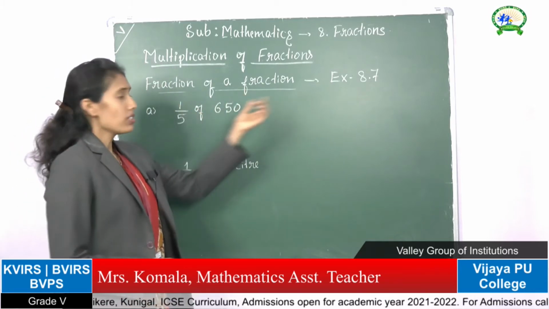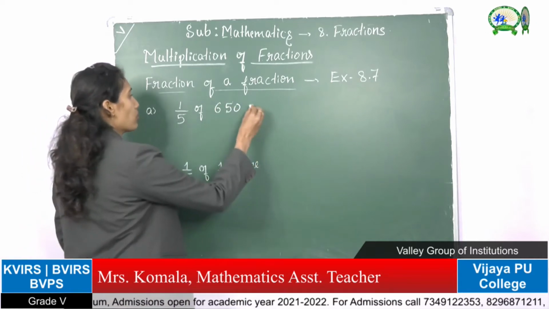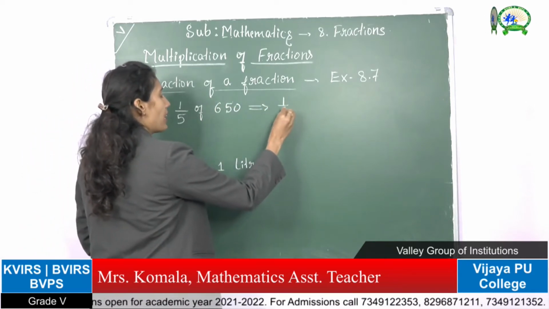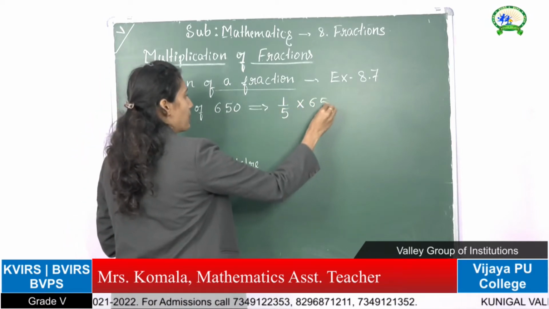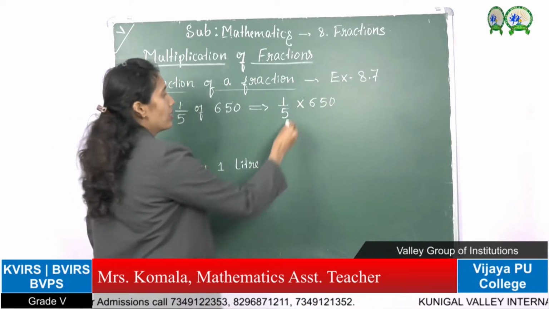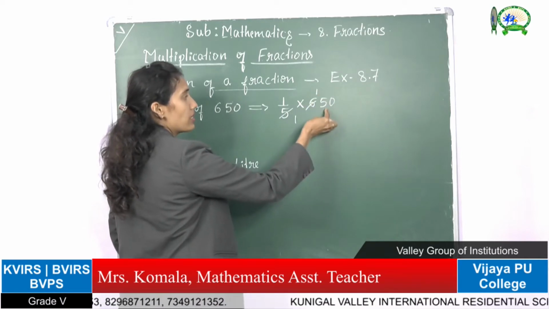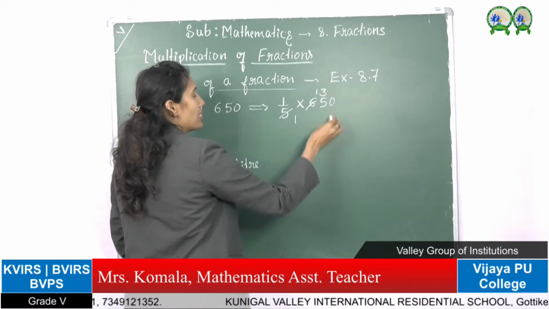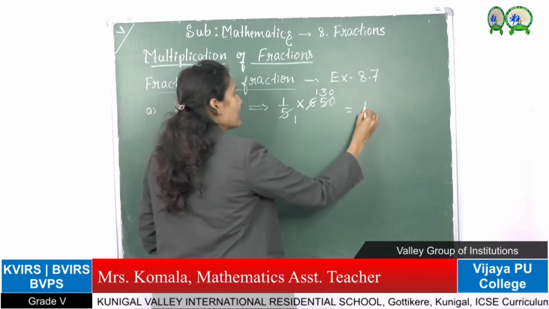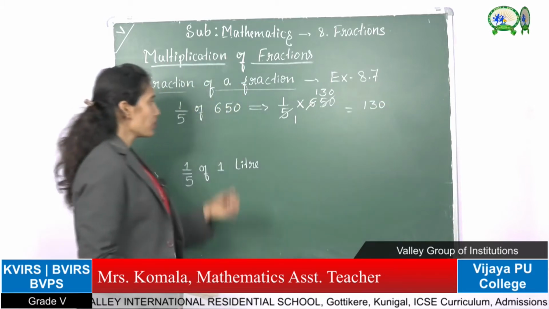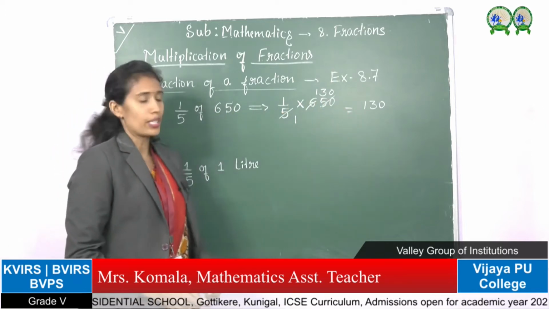In exercise 8.4, 1 by 5 of 650. How to write this? So we can write this as 1 by 5. In of place we can write into 650. Now simplify. 5 ones are 5, 5 ones are 5. 1 remains, become 15. 5 threes are 15, 5 zeros are 0. So what is the answer here? It is 130. We can represent 1 by 5 of 650 as 130.